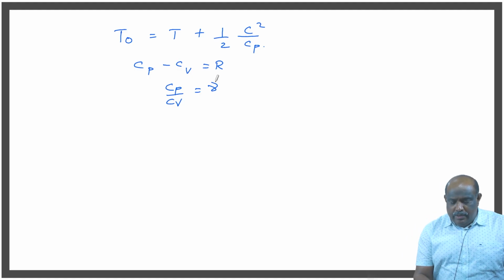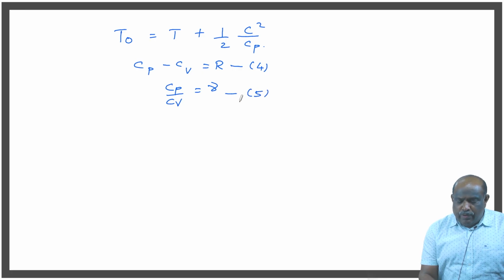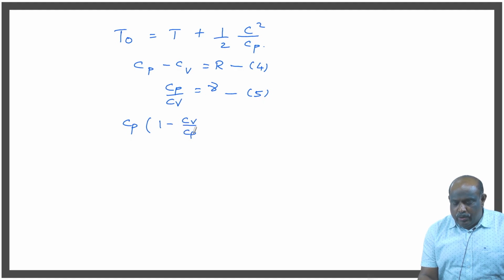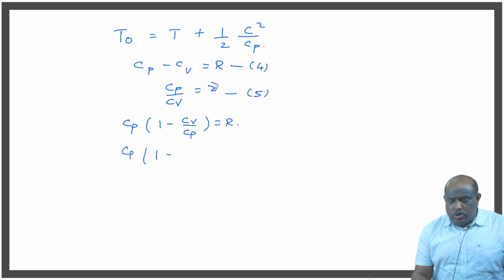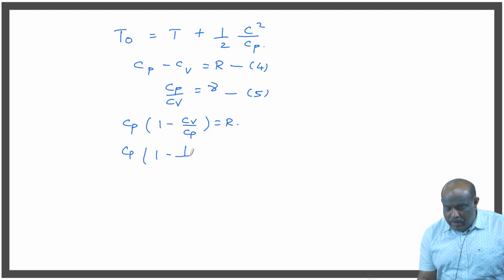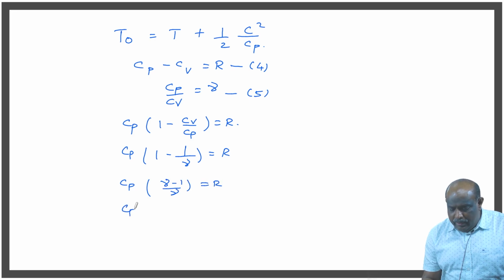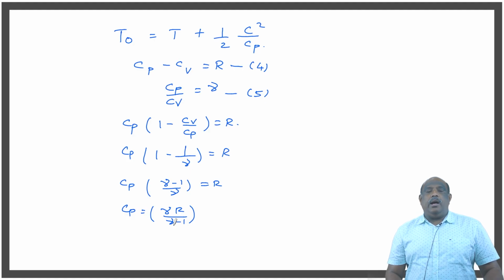So from these two expressions, let us say this is equation number 4 and this is equation number 5. From 4, I will take Cp as common: Cp into 1 minus Cv by Cp equals R, and Cp by Cv equals gamma. So Cv by Cp is 1 by gamma, the reciprocal of gamma. So Cp into gamma minus 1 by gamma equals R, or Cp equals gamma R by gamma minus 1. So we got the value of Cp, R gamma by gamma minus 1.